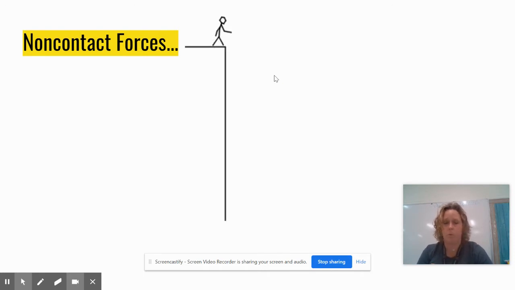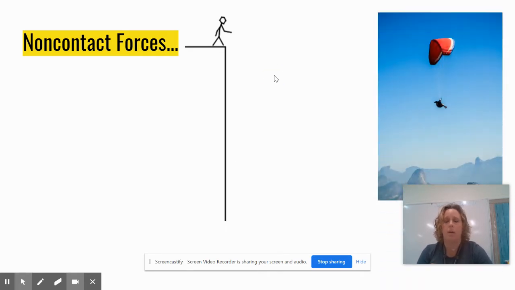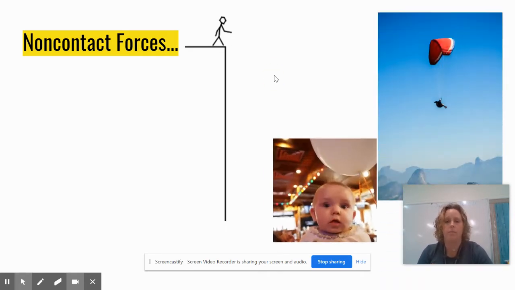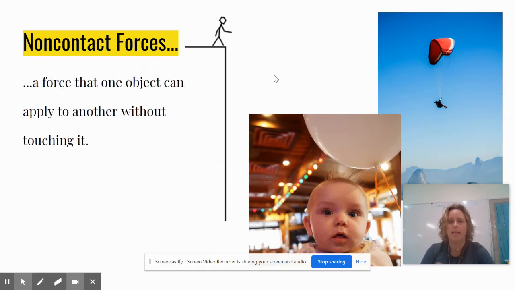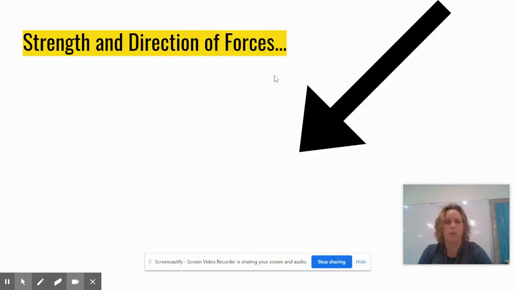Non-contact forces, okay? Dropping something and letting it fall. Air resistance. Okay, and there's static. All of these are non-contact forces, which is a force that one object can apply to another without touching it. Again, please be sure you're taking notes in your comp book.